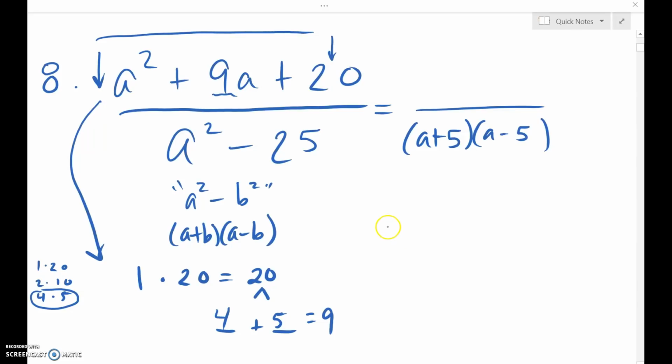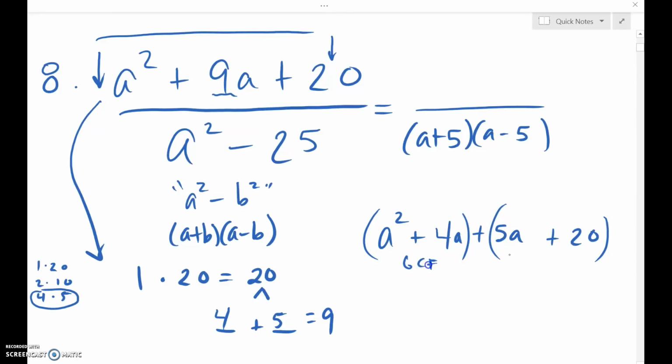So here we go. A squared and 20, they weren't changed at all. They're still the first and the last terms. But then instead of having a 9a, I'm going to have my 4a plus my 5a in the middle. Now, these expressions are equivalent. They're the same thing, but I've now turned it from a 3-term into a 4-term by uncombining like terms in the middle. So now that allows me the ability to factor by doing the GCF on each of these binomials.